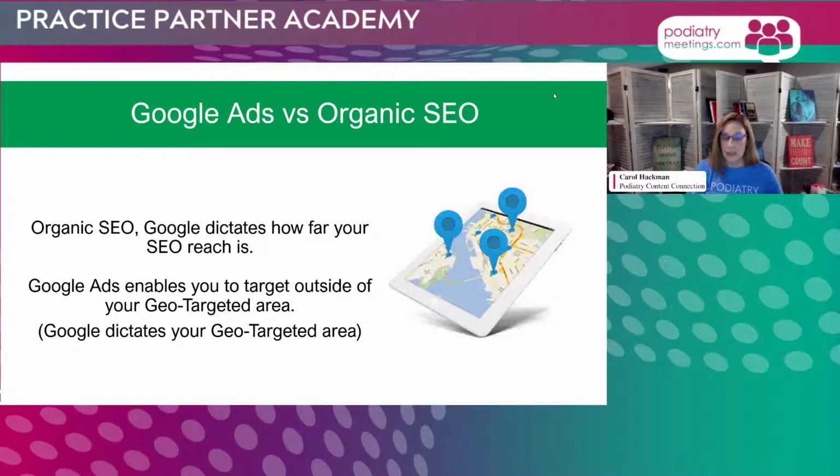With organic SEO, Google dictates that geo-targeted area, whereas with Google Ads, you are actually able to say, I want this Google ad to run in this zip code, this city. You get to pick the geo-targeted area. So say I live in Houston. That's a really big area. That organic SEO only gets you so far. But say you want to be on the west side, but your practice is on the east side. You're able to pick those areas with those Google Ads. So to me, that is really exciting, because you're able to target different patients in different areas and different demographics.